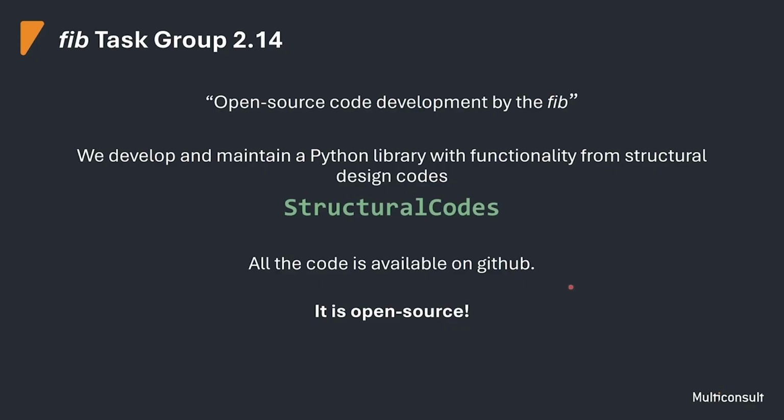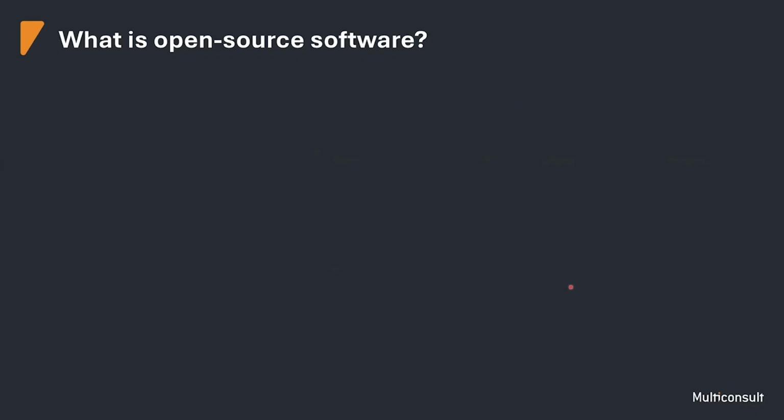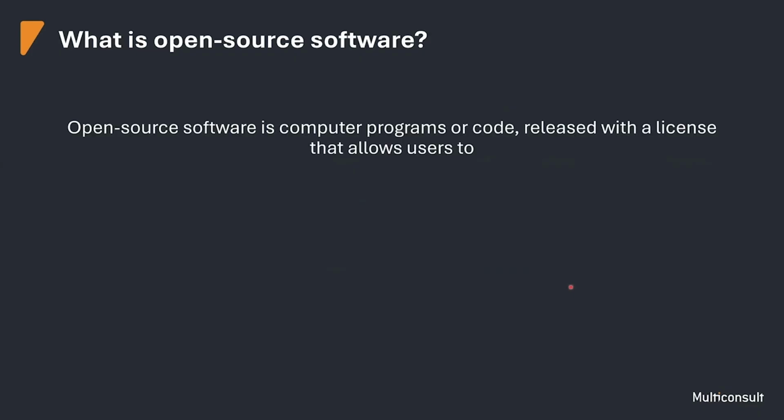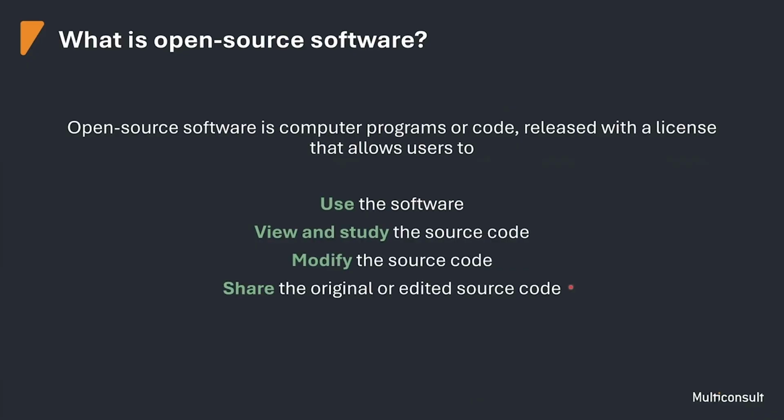So what is open source? Especially, what is open source software? Open source software is basically computer programs or code that is released with a license that allows users to use the software, view and study the source code, modify the source code, and share the original or edited source code. There are different kinds of licenses that you can apply, but basically they more or less follow these four freedoms.